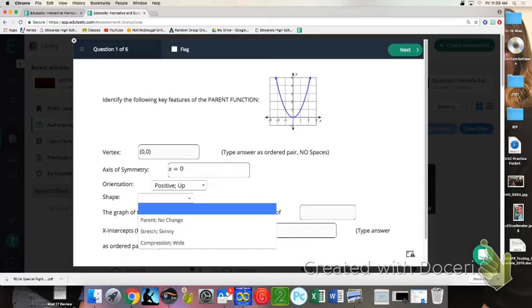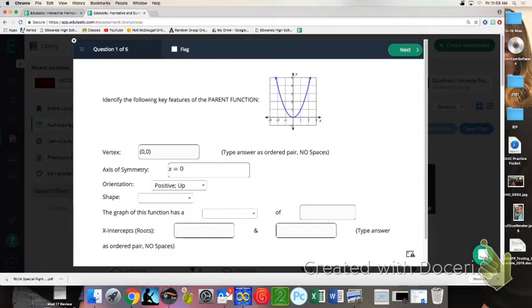Shape. Now this one I have to talk a little bit about. It says parent, no change, stretch, skinny, compression, wide. This is what's called the parent function. Sometimes you'll hear me call it the mother function. Mother, parent, get it? Helps people remember it. What this means is that every single parabola is some kind of a variation of the one you're looking at right now. Meaning that they might flip it upside down, they might stretch it and make it skinnier, they might squish or compress it and make it fatter. This is what you compare it to.